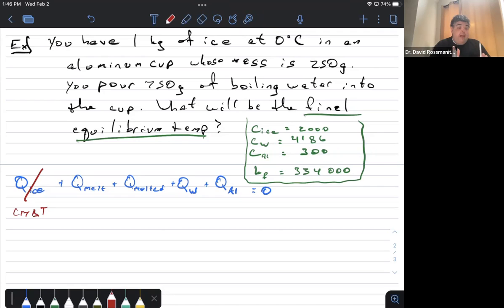We're going to melt the ice. The melted ice is going to heat up to some final temperature. The boiling water will cool down to a final temperature. And the aluminum cup will also heat up to some final temperature. Okay? Any questions about that? Because that's the critical part of the question. Being able to know which terms we need is what you have to do. The rest is just plugging in numbers.